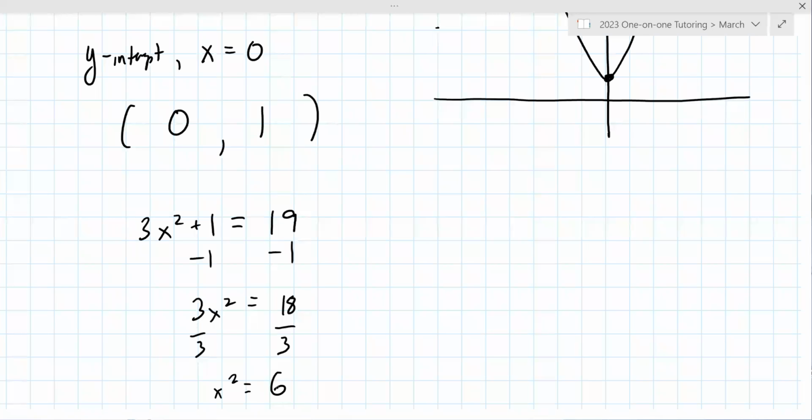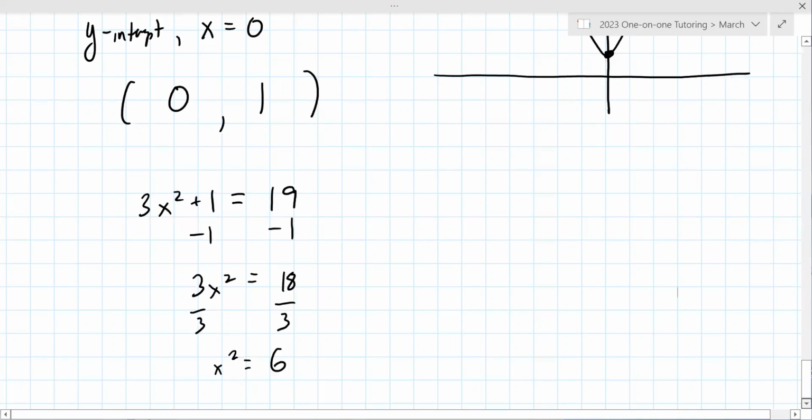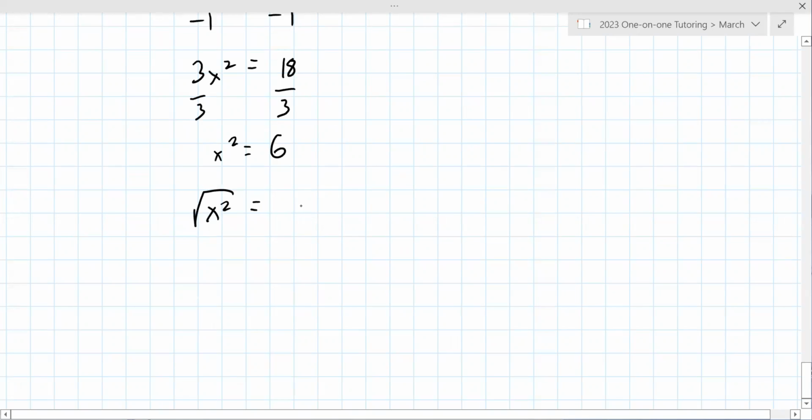Okay. Now what? You square root both sides? Yes, both of it. Okay, so the square root of x squared, that knocks it out. Plus or minus square root of 6. Do you know the square root of 6? 2 times 2 is 4. 3 times 3 is 9. Nope. If it's not a whole number, you don't know it. Okay. It's got to be perfect.